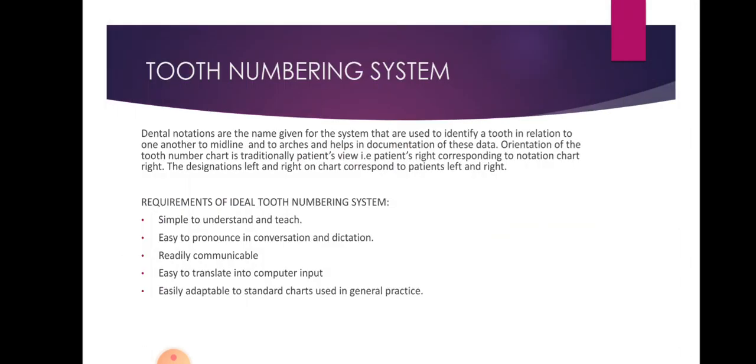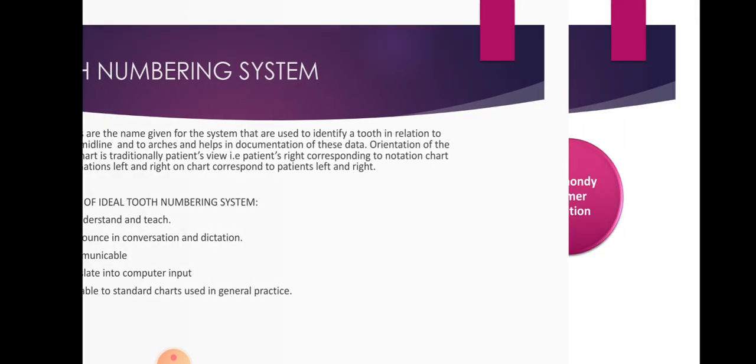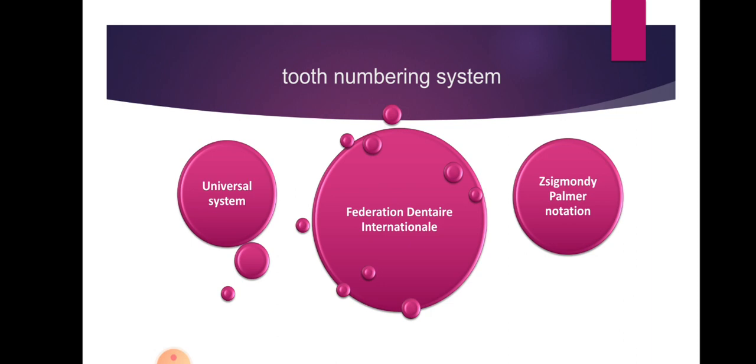So next is the tooth numbering system. The tooth numbering system is to identify a tooth in relation to the midline and the arches, and it's also helpful in documentation of the data. So the ideal requirement of a tooth numbering system is it must be easily communicable, easily translated into computer data, simple to understand and teach, easy to adapt in standard charts in dental practice. So there are three types of tooth numbering system: universal system, Federation Dental International, Zsigmondy and Palmer notation.